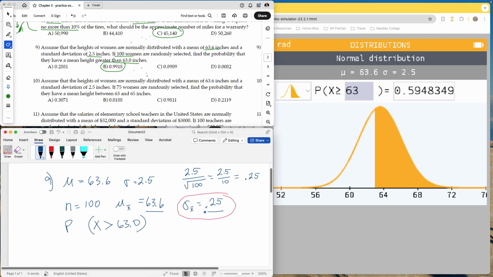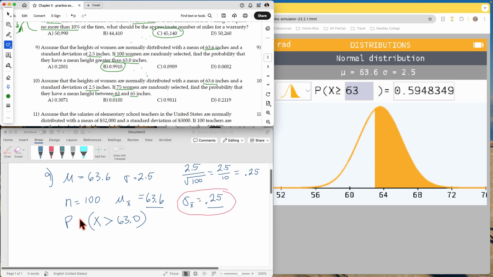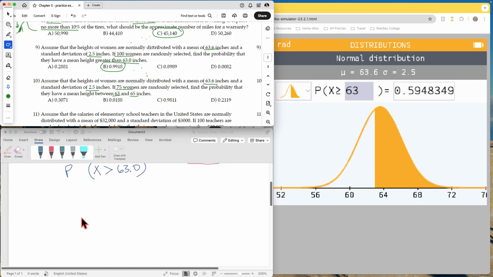Remember, this is sampling, and the rest of these are going to be sampling. Assume that the heights of women are normally distributed with a mean of 63.6, a standard deviation of 2.5. If 75 women are randomly selected, find the probability they have a mean height between 63 and 65. Very similar, but again, for number 10, we're going to have to come down here.